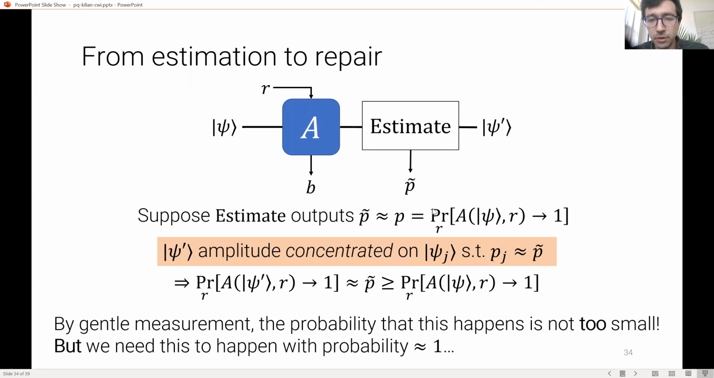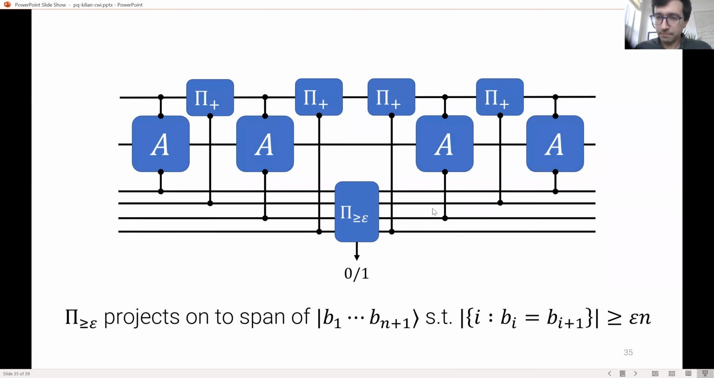Still, it's going to be smaller, and we want it to happen. We want this to actually happen with probability close to 1. We can't afford to lose at every step, and so there's still more to do, because basically what we want to do is force the estimation procedure to output a p tilde which is large enough. So how do we do that?